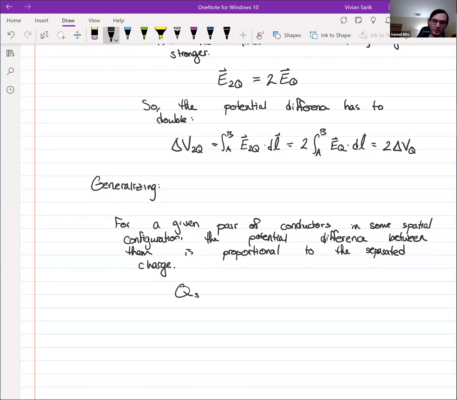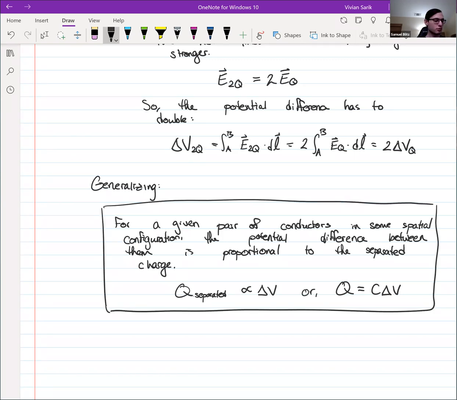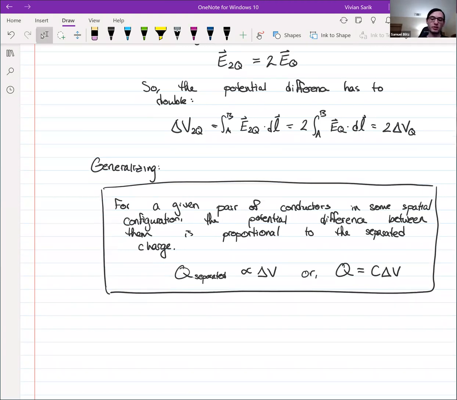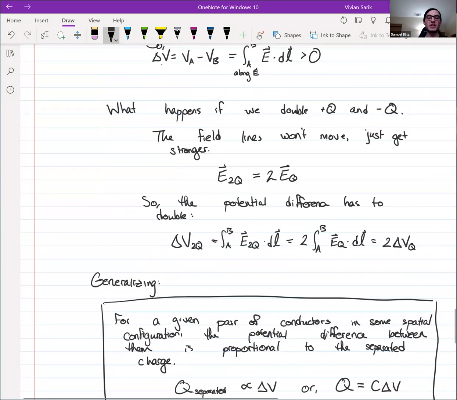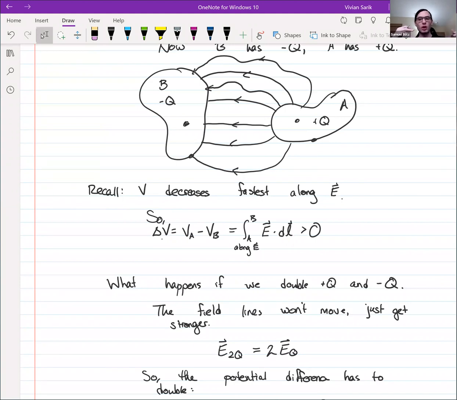In math, this is just saying that the separated charge, and I'm going to leave out this subscript "separated" from now on, but I'll write it here, is proportional to delta V. Or, put another way, Q is equal to C times delta V, where C is just a constant. C is a constant that is specific to a particular spatial configuration. So if we moved these beams around, that constant C would change, but it would still be true that whatever the potential difference was, if you doubled the charges, you would double the potential difference.